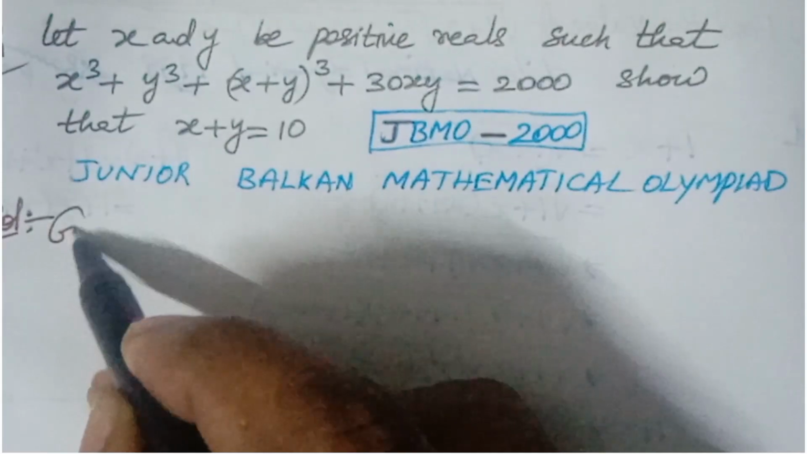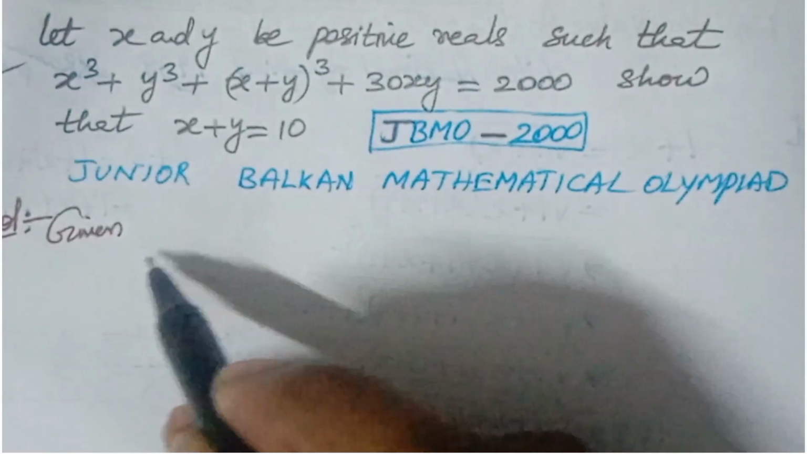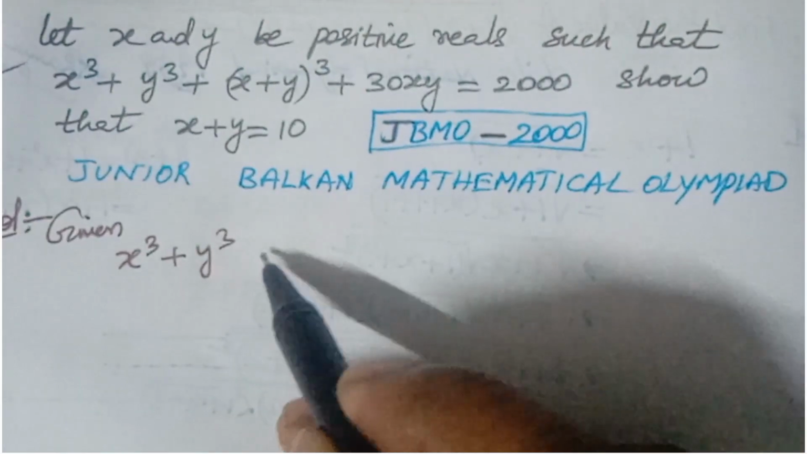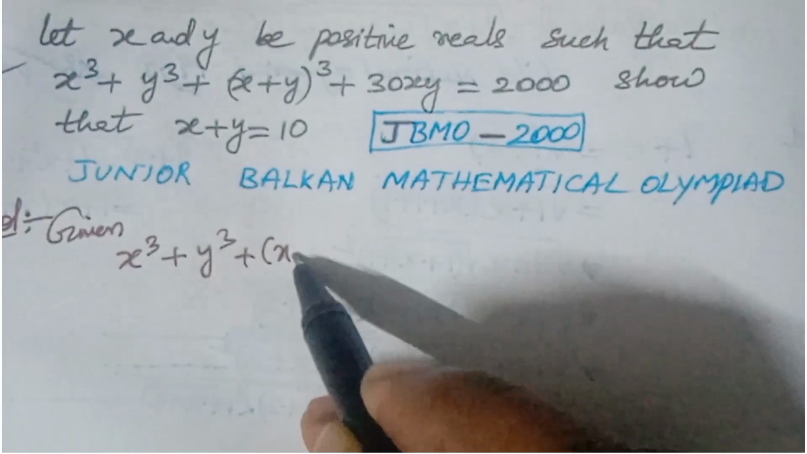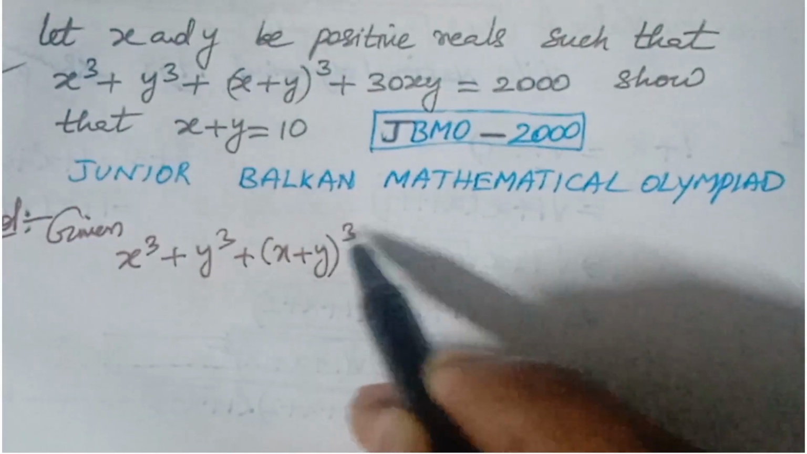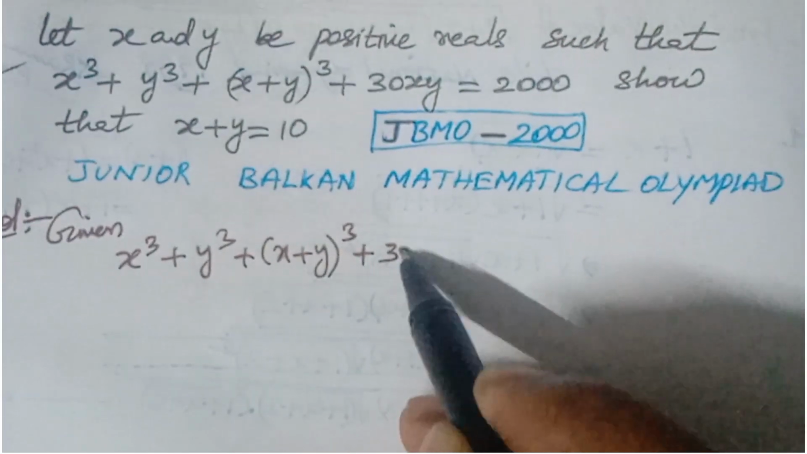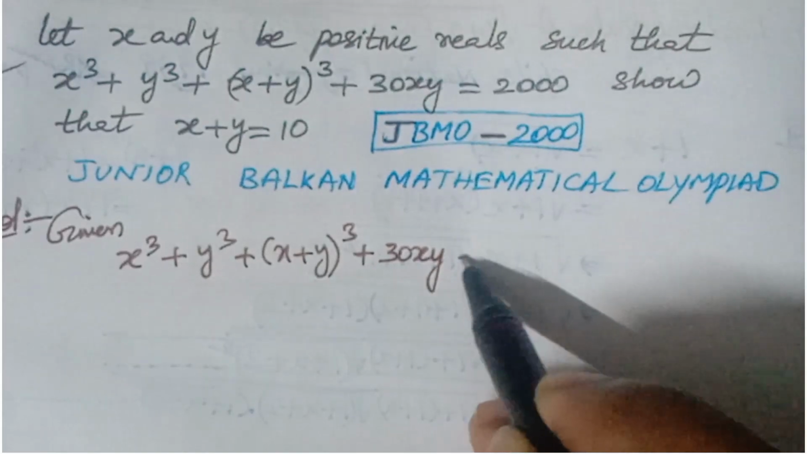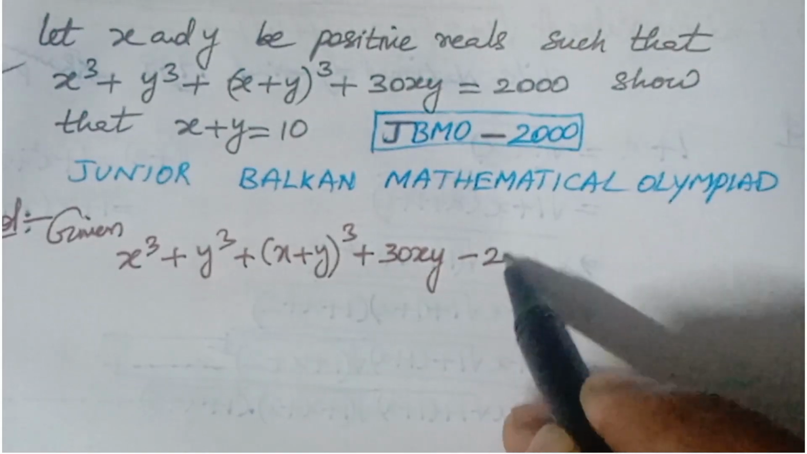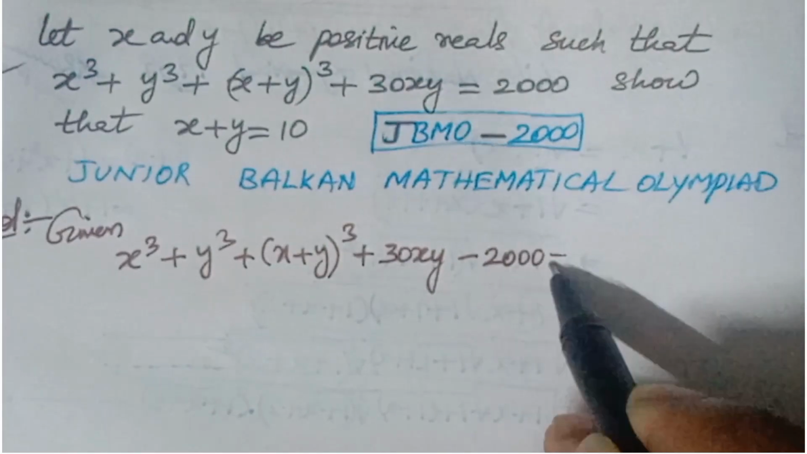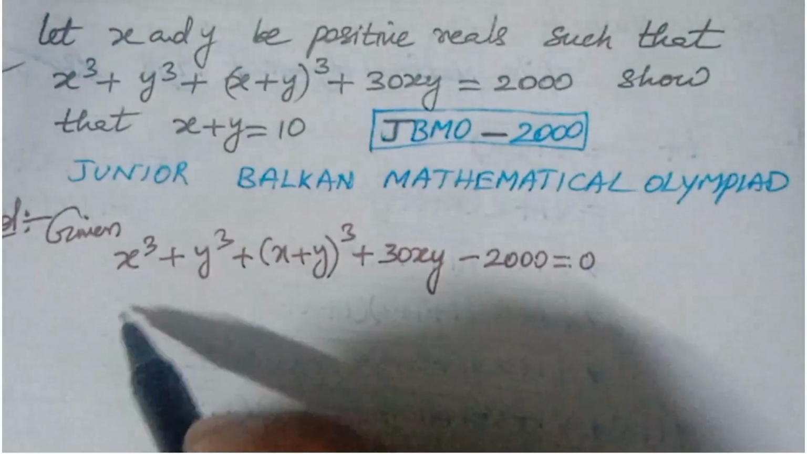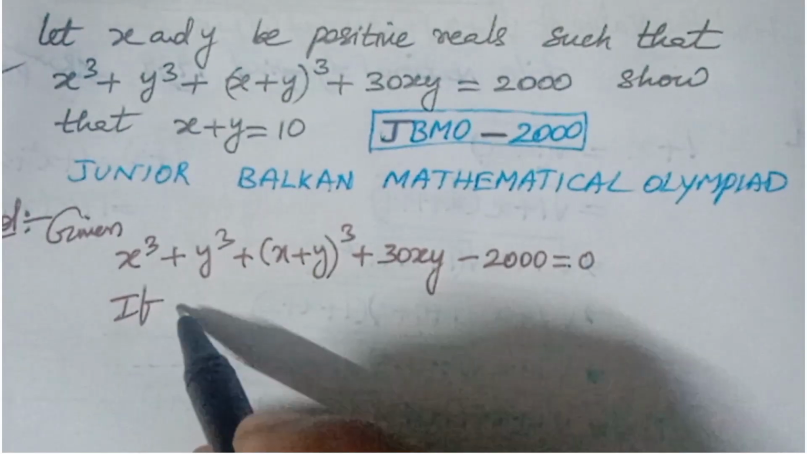So first of all, I am starting with the given: x cube plus y cube into (x plus y) whole cube plus 30xy minus 2000 equal to 0, sending 2000 to that side. So here what is given?